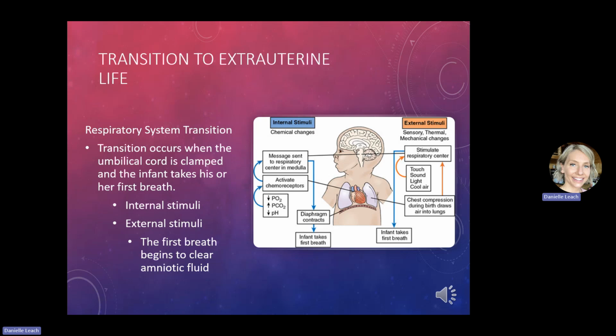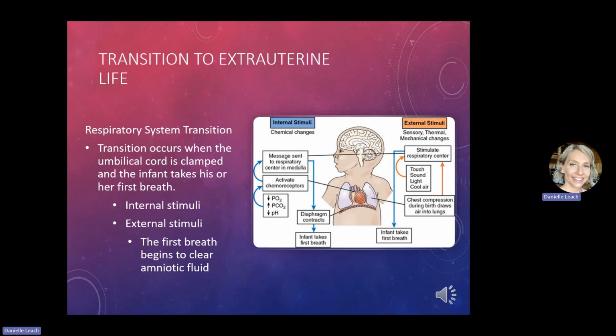Basically, right when they clamp the umbilical cord, if you were to do an arterial blood gas on the baby's blood at that very moment, you would see that their PO2 is dropping, their pH is dropping, and their PCO2 is increasing. So these chemical changes are going to activate certain receptors that are going to send a message to the brain for the baby to take their first breath.